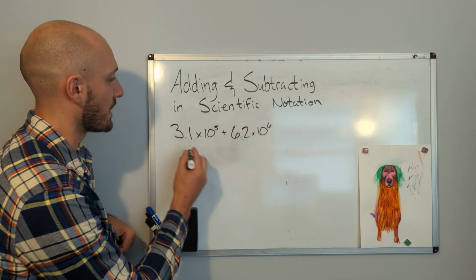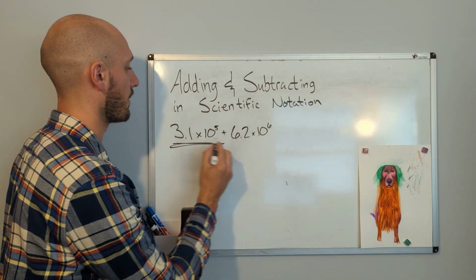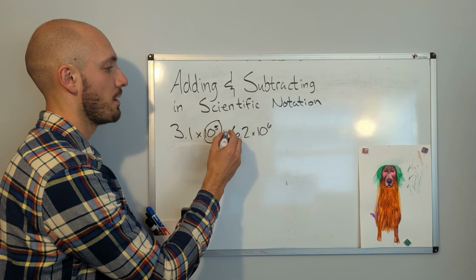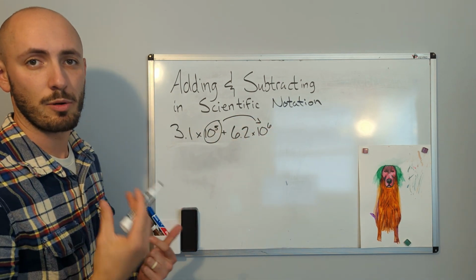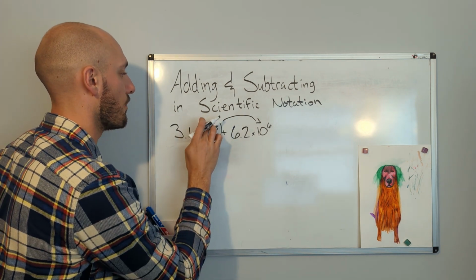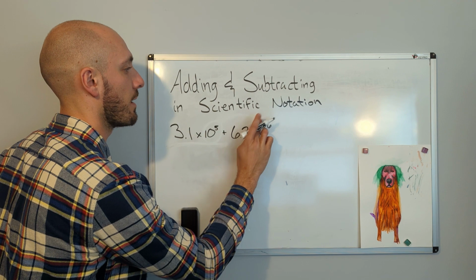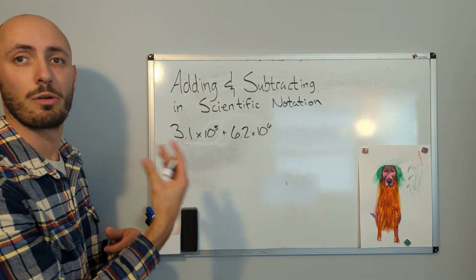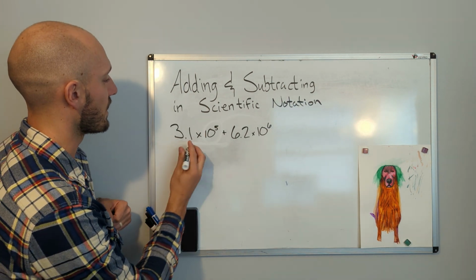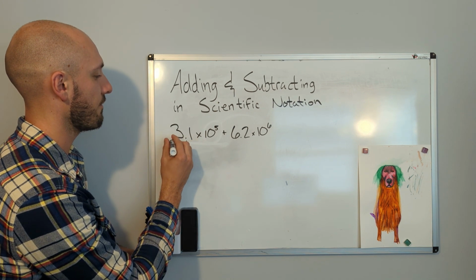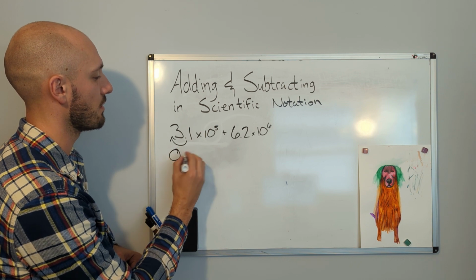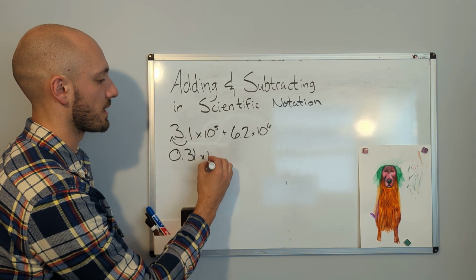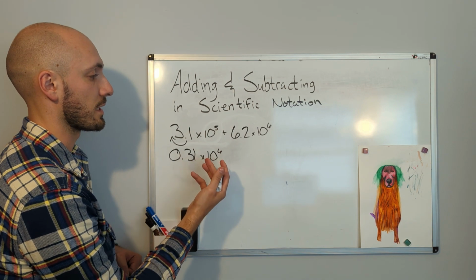So what I'm going to do is start with the number with the smaller exponent right here, 10 to the 5th, and I want to turn this 10 to the 5th into 10 to the 6th. Once the exponents match, then we can add the coefficients together. I know that I need my exponent to increase, which means this 3.1 needs to become a smaller number in order to maintain the same value. So I'm going to move this decimal point one place to the left, and my new coefficient is going to be 0.31.